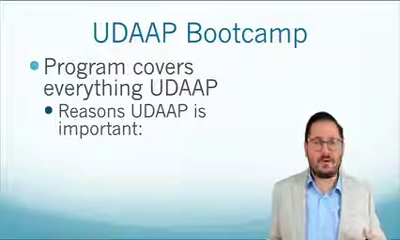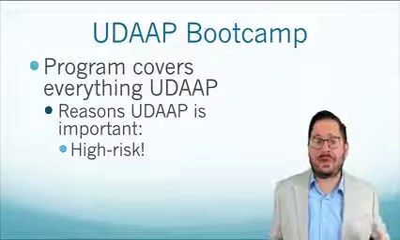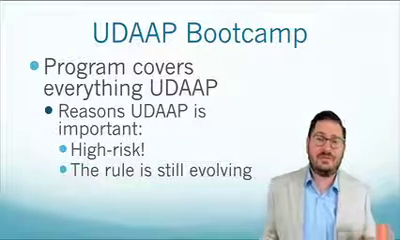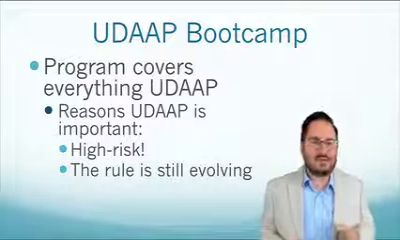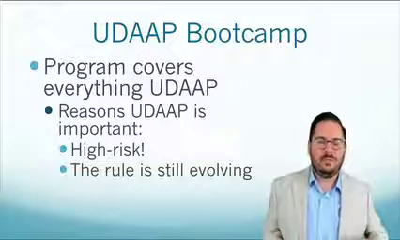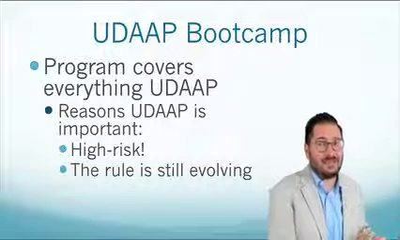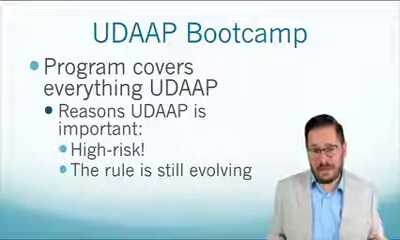Now, of course, UDAP is important because this is a high-risk area in most financial institutions. The reason it's high risk is really twofold. First and foremost is the rule is still evolving. As we saw in 2023, we saw additional guidance from the CFPB as it relates to the abusive prong of UDAP.